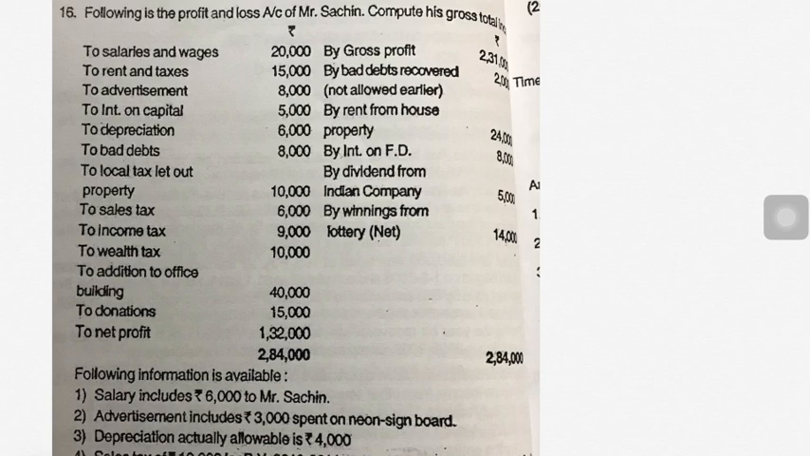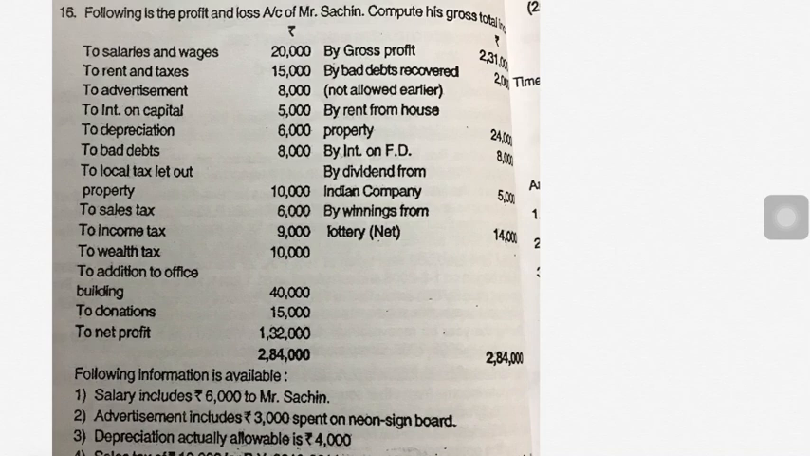So let's see the credit side first. By gross profit. By bad debts recovered, not allowed earlier. Not allowed earlier means disallowed. So this 2000 is not income from business, correct? It is income from business only, but it was disallowed earlier. So you have already paid tax on 2000 in the previous year, in whichever year it was disallowed. So this 2000 you will subtract.